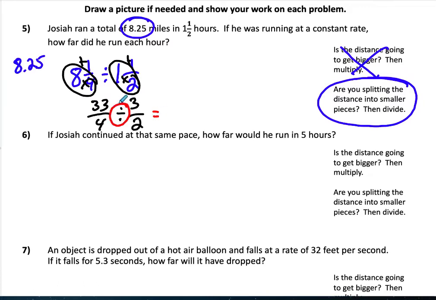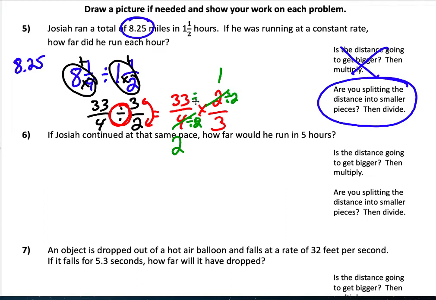But it's a division problem. So then my next step is I got to rewrite it as a multiplication problem. 33/4 times, and then remember we flip that second fraction and make it 2/3. Now I want to go ahead and see if I can simplify things, make my numbers a little more manageable. So 2 and 4 can each be divided by 2. 2 divided by 2 is, sorry, 1. 4 divided by 2 is 2.